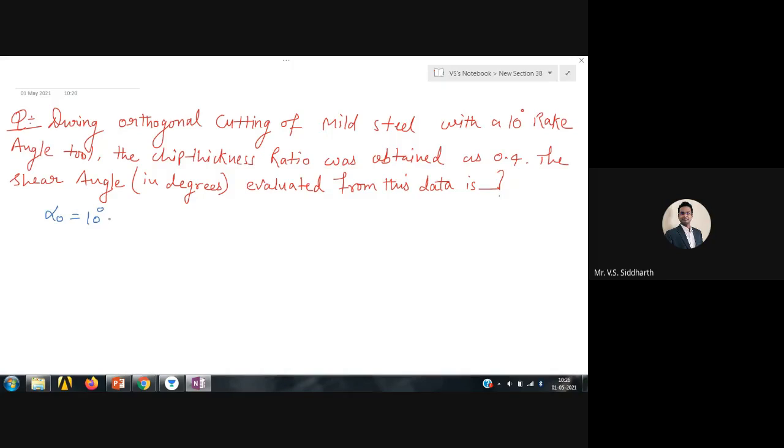Instead of this, if you try to write the geometry of a single point cutting tool, if you get that question in the choice and attempt it, then you will get marks, but you will get less marks. Okay, so let's solve this question.